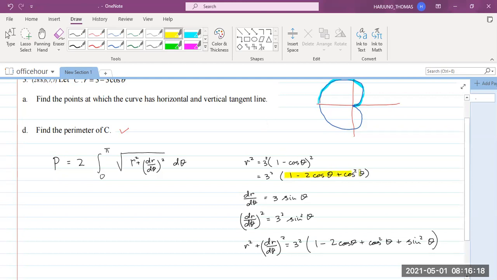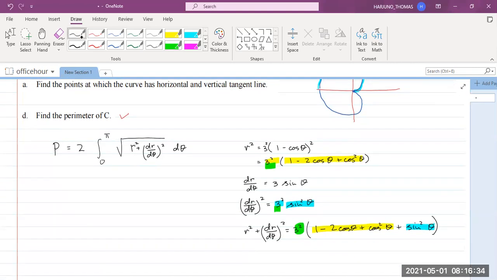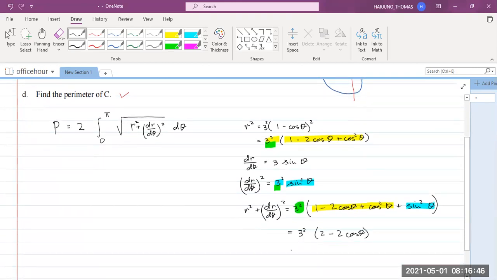Okay, so this is this, with common factor 3 squared. Now then inside, that would be 2 minus 2 cosine theta. Let me factor the 2 out also. 2 times 3 squared, 1 minus cosine theta.